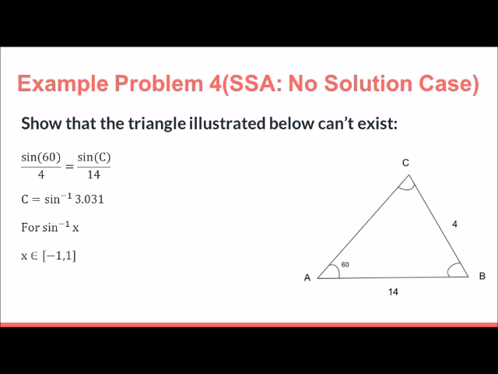However, if we solve for C, we find that it's equal to the inverse sine of 3.031. However, the inverse sine of x must be between -1 and 1. Therefore, we realize that this triangle cannot exist.